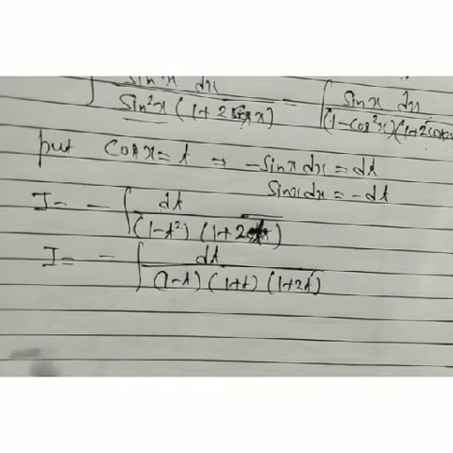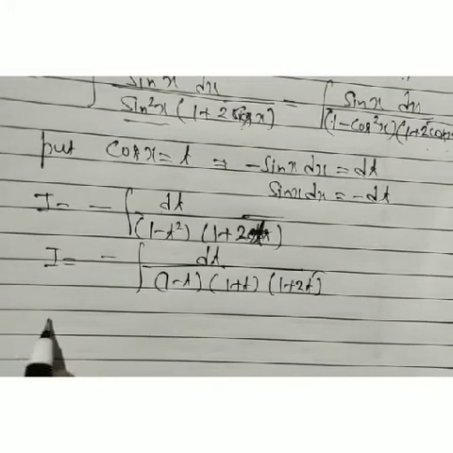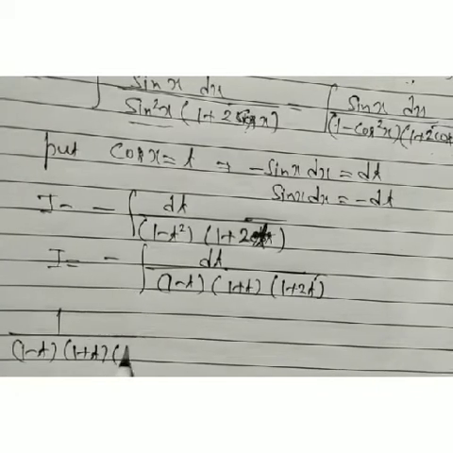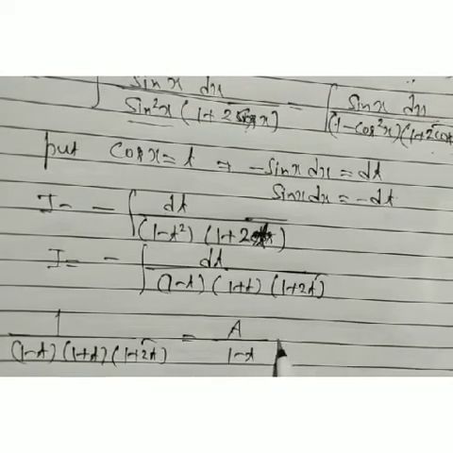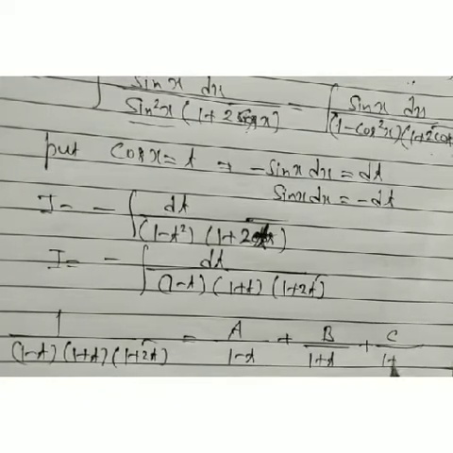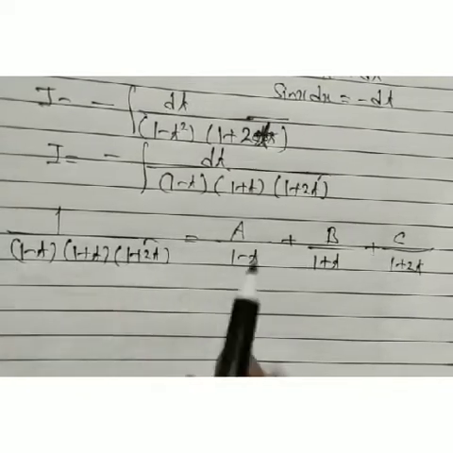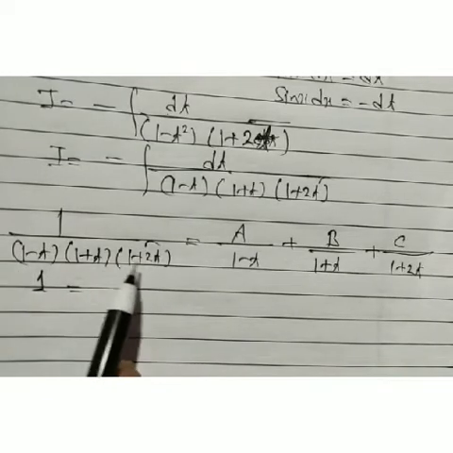We start by taking 1 upon 1 minus t, 1 plus t and 1 plus 2t equal to a upon 1 minus t plus b upon 1 plus t plus c upon 1 plus 2t. Now again we are going to multiply both sides by 1 minus t, 1 plus t, 1 plus 2t.